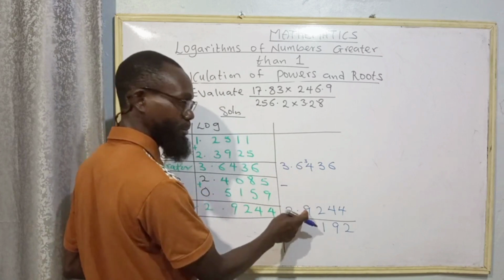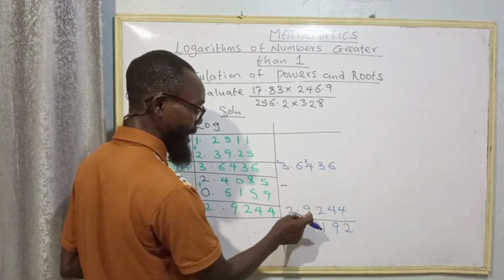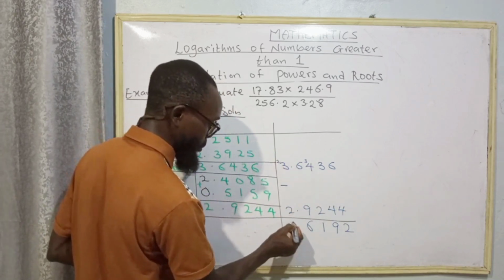6 minus 9 is impossible. Go out from here, put it here, making 15. This remains 2. 15 minus 9, we have 6. So 2 minus 2, we have 0.